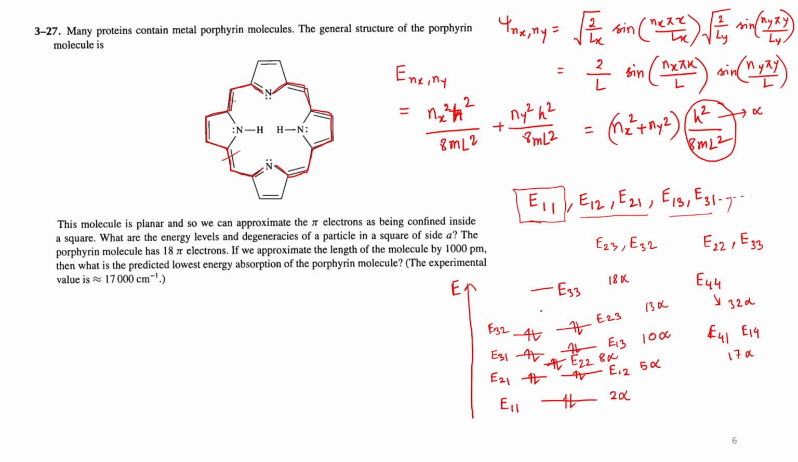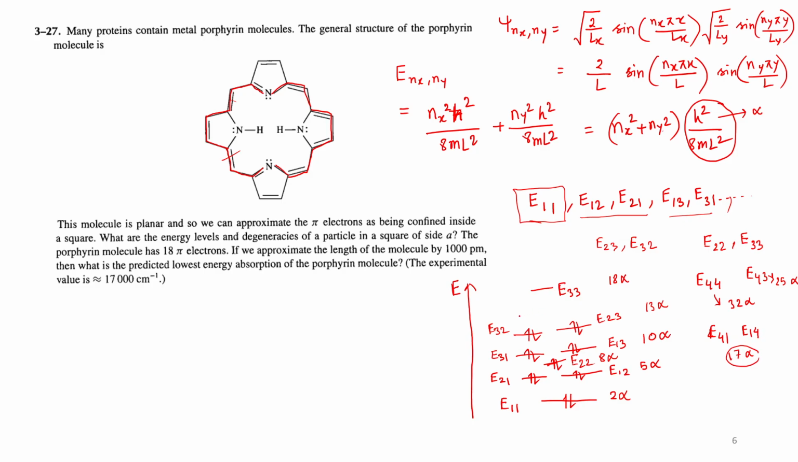E34 also, no? E34 and E43. Yeah, the E43 will have energy. E43 or 34 will have energy 4 square plus 3 square, which is 25 alpha, right? So that is below 4 4, but still see 4 1 and 1 4, they will have energy 17 alpha. 4 square plus 1 or 1 square plus 4, that is 1 plus 16, that is 17.